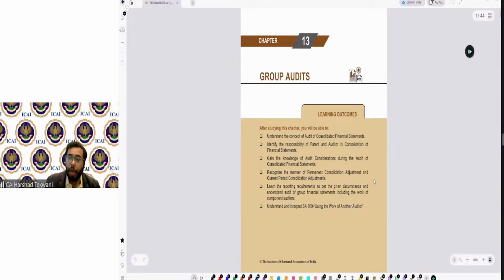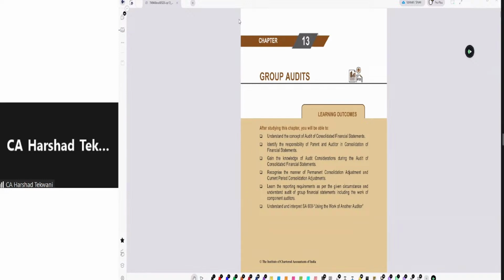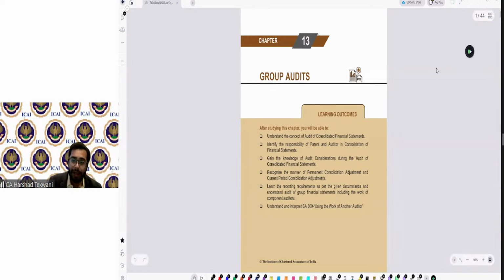Before I proceed to any topic of the group audit, can anyone tell me what is the requirement of preparing consolidated financial statements as per the Companies Act? What is the requirement of preparing CFS as per the Companies Act? That's consolidated financial statements.